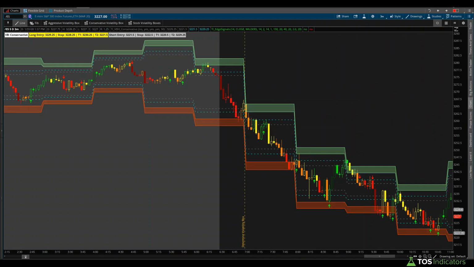And this was your sign that, hey, the S&P really is starting to give you a bearish bias, especially after we break even our conservative volatility box to the bearish side. You then had plenty of opportunities if you are looking to play this as a trending move down lower.